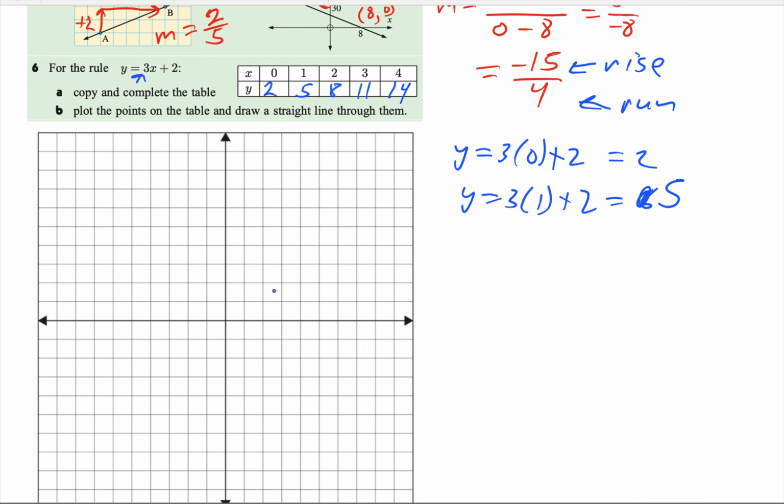Plot the points and draw a straight line. So we've got x 0, y 2. That's the point 0, comma 2. That's the y-intercept. It's right there. 1, 5, 2, 8. Alright, I'm running out of room. I can't do the rest. The next one will be up here, right? So I'll graph that line. Okay, you could probably do a lot straighter if you had a ruler.